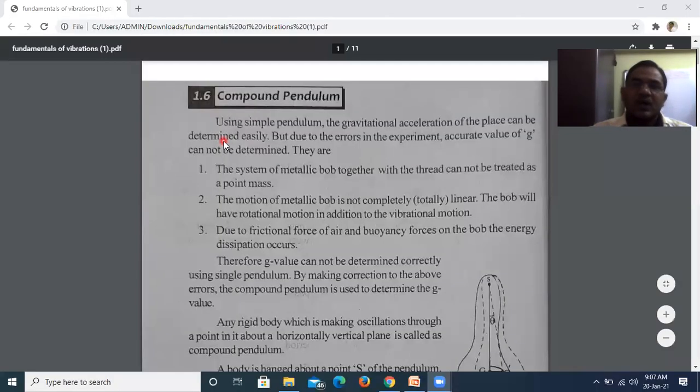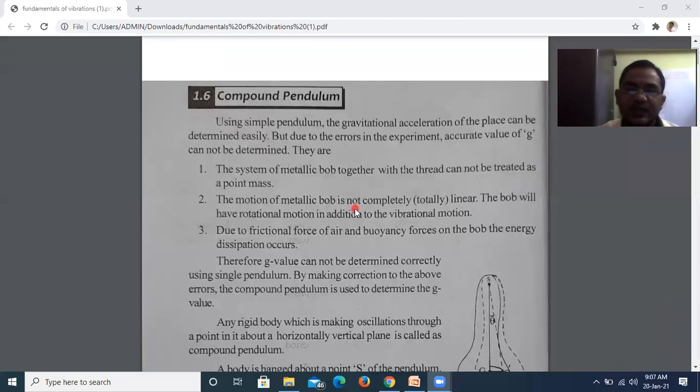All of you studied the simple pendulum in your intermediate level. A simple pendulum is a device in which we suspend a bob by means of a thread. By using that, we can determine the acceleration due to gravity at any place. This is the simplest experiment.